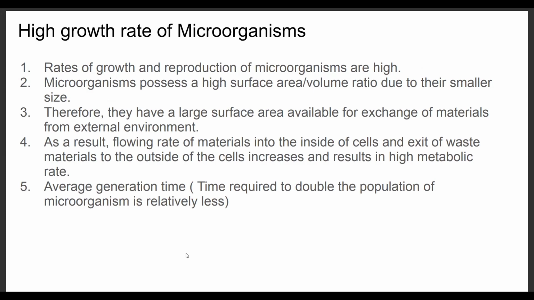Again, the rate of growth and reproduction of microorganisms is high. Why? The reason: they are smaller in size. Since they are smaller in size, the surface area to volume ratio is high. As a result, they have a larger surface area available for exchange of materials with the external environment. Therefore, the flowing rate of materials into the cell and exit of waste material outside of the cell increases. So they have a high metabolic rate and the average generation time is relatively low.